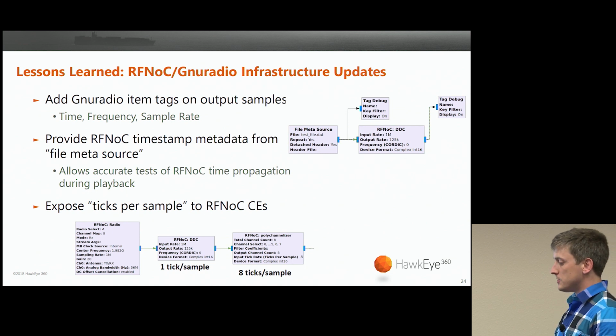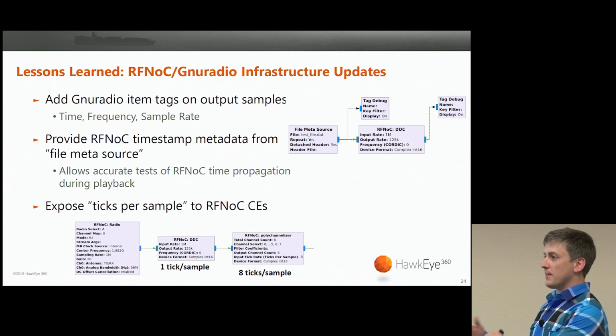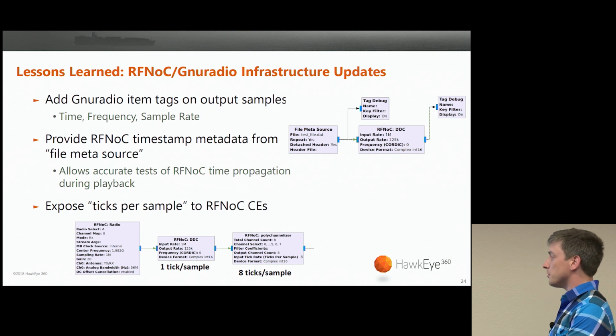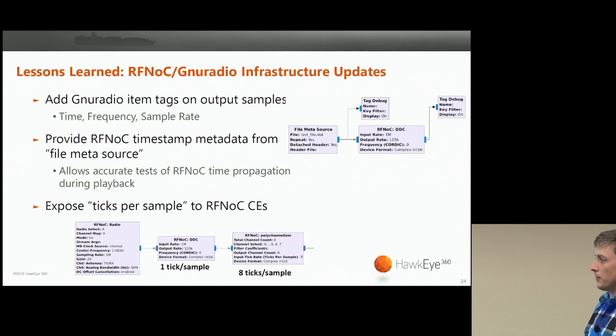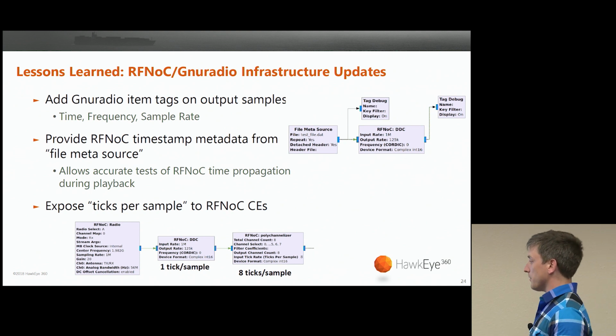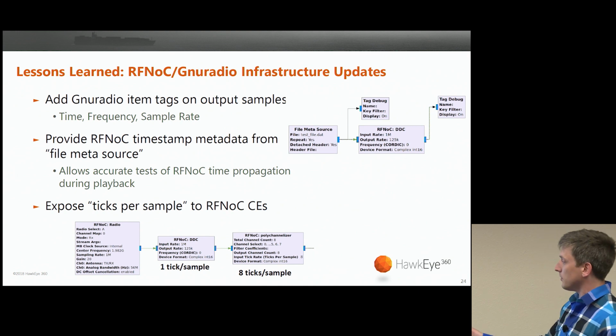Now on the output of the DDC, you have a different number of ticks per sample because you've downsampled. So it's now all of a sudden 8 ticks per sample, and you want to give that to some other FPGA processing block downstream. If that processing block assumes that there's a single tick per sample and you try and do time-critical work with that, well, that's an infrastructure thing that's going to be wrong. You need to know what the amount of ticks per sample is. In this example, it's 8, but it could be anything.